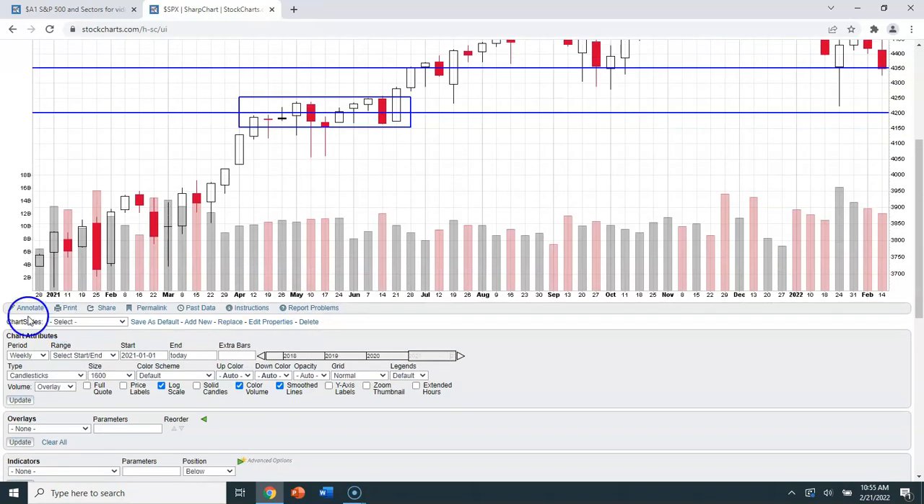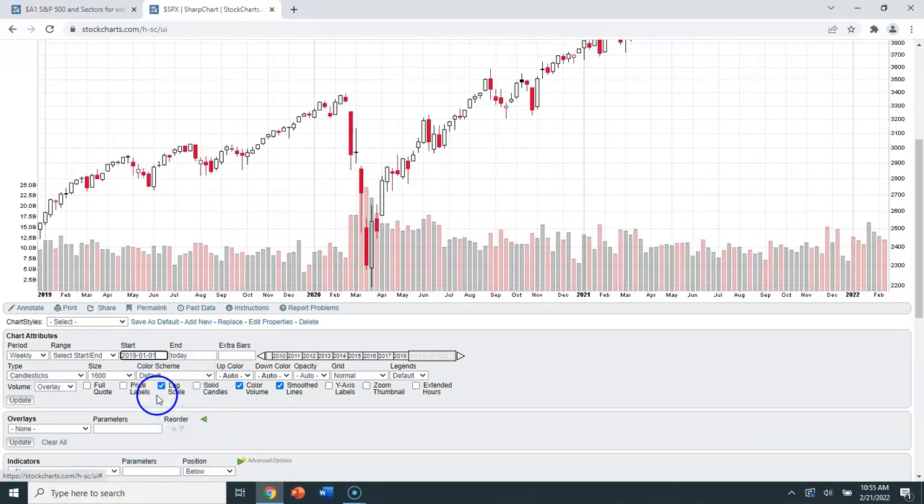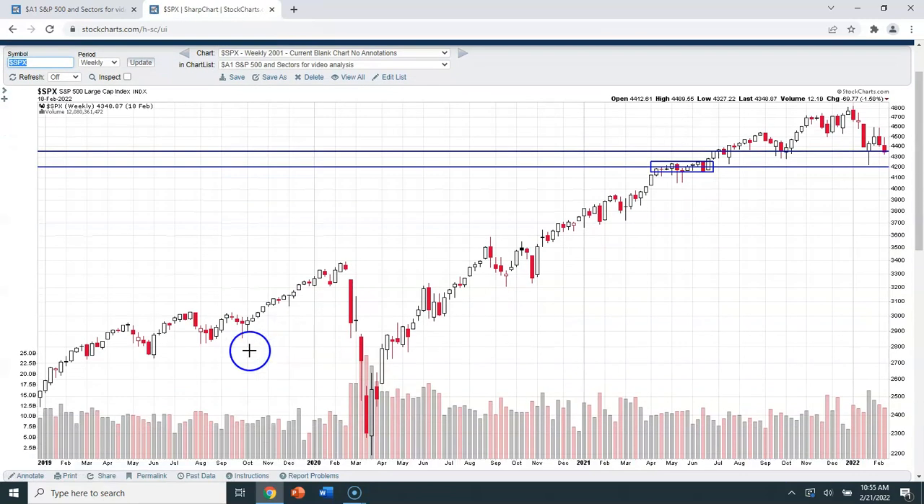Now, let's do some more work here, and the first thing I want to do is back up this chart a couple of years. I'm going to change the start date to January 1st of 2019, and we will update that. All right, so now we have a longer term perspective, and we know so far that 4,350 and this 4,200 plus or minus area is going to be very important.